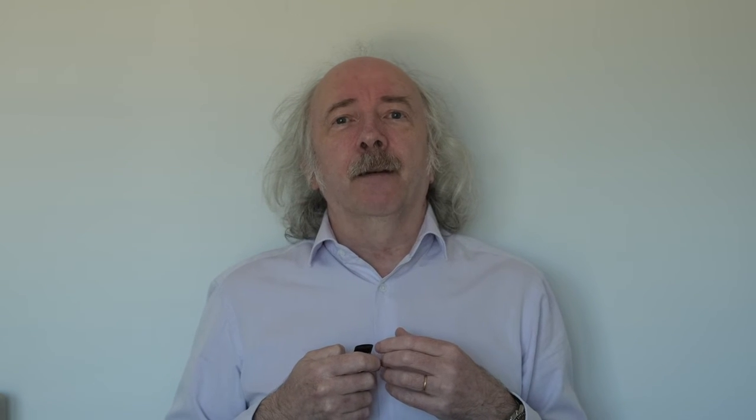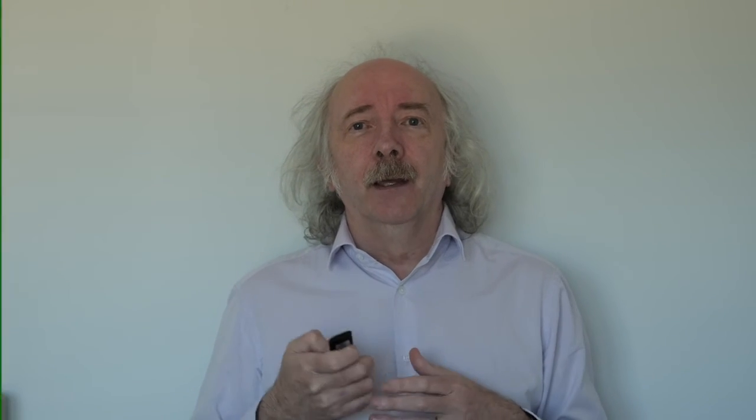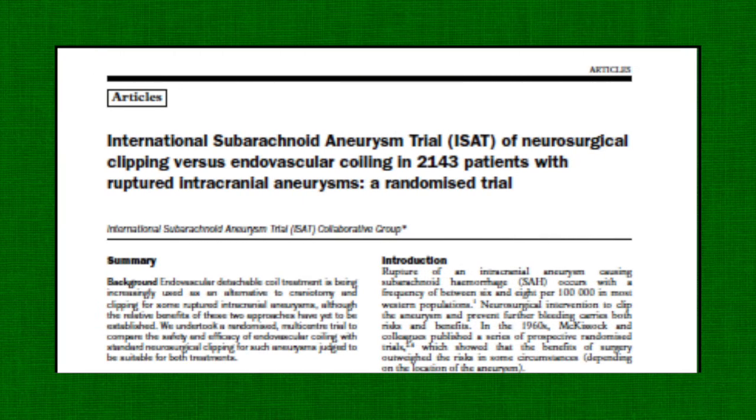Build on that collaboration. Use a core outcome set if one exists. But I'm going to show you an example just to finish of probably the trial that I'm most proud of my involvement in throughout the time that I've been a researcher. It's a trial called the ISAT trial. And it's a trial that tests the treatment of a condition called a subarachnoid bleeding.